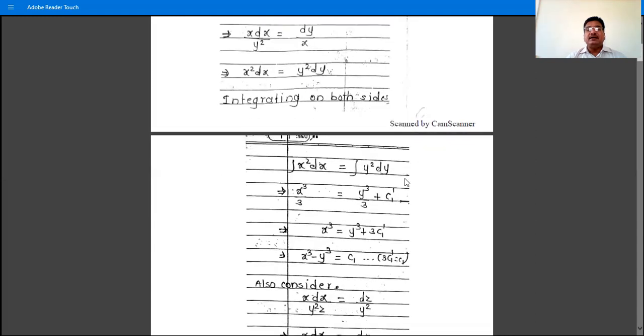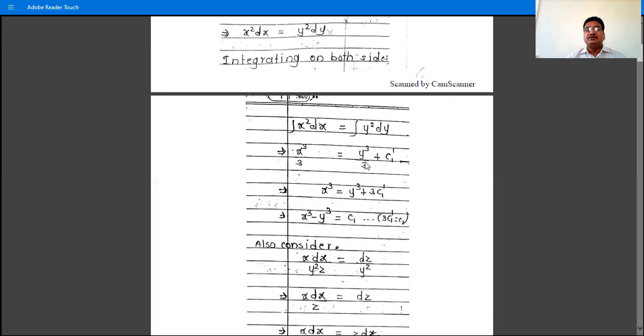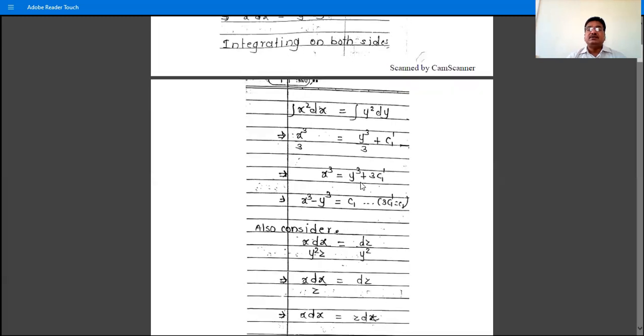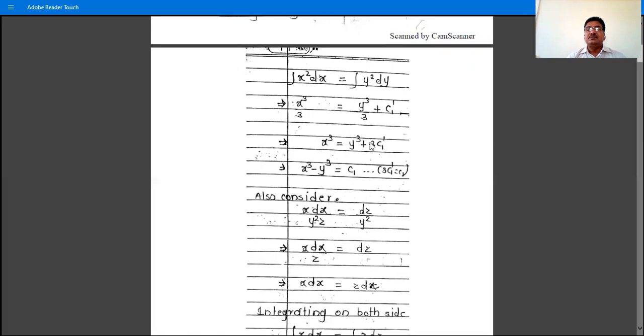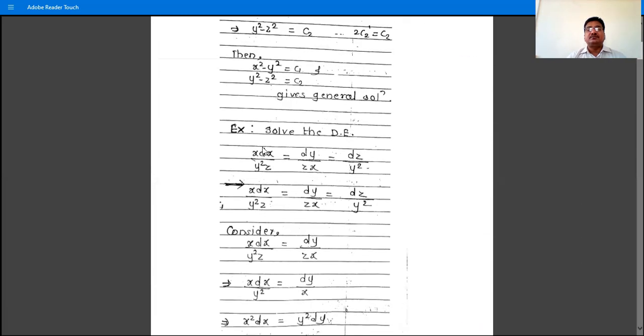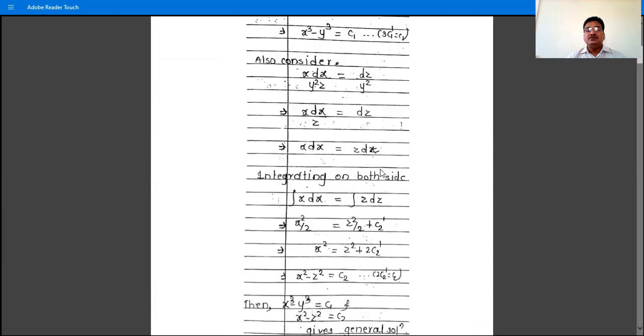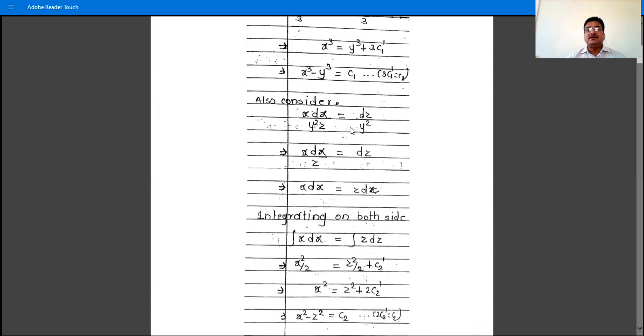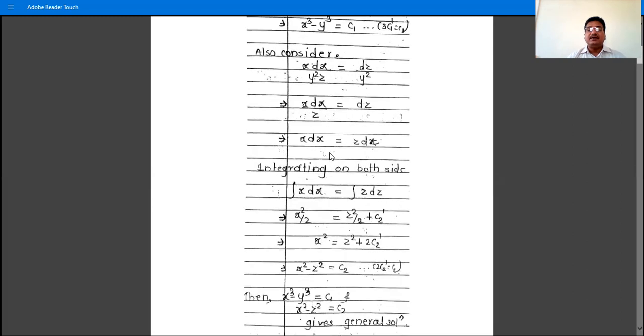And then integrating, we have x cube by 3 is equal to y cube by 3, plus c1 dash, the constant of integration, multiplying by 3, and suppose this 3 c1 dash is c1. So this is one solution of the given differential equation. Then consider the first ratio and third ratio. This first and third. So what do we have? x dx by y square z is equal to dz by y square; y square gets cancelled, and then we have x dx by z is equal to dz. There are only two variables now, x and z. Okay, y is absent in this, and then separate the variables and integrating.